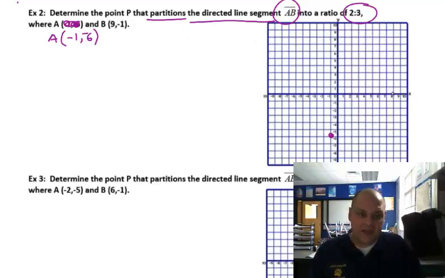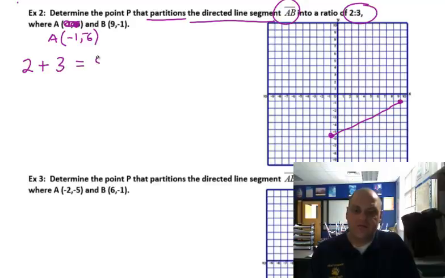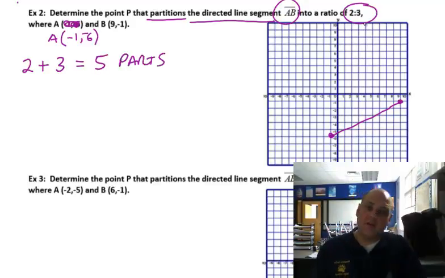And then 9, -1. So what we need to do, and I'm going to try to connect this the best I can here, is divide this up into how many equal pieces. That's what we're going to figure out first. 2 plus 3 equals 5. So there's 5 parts, just like we did in the last activity, right? Because it's a 2 to 3 ratio.